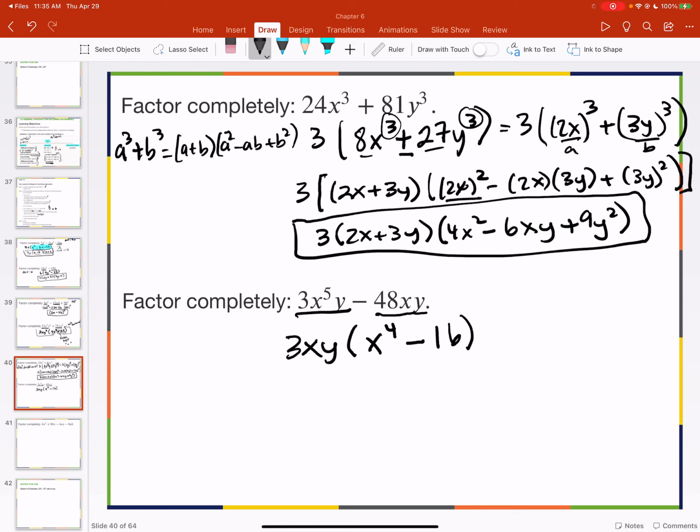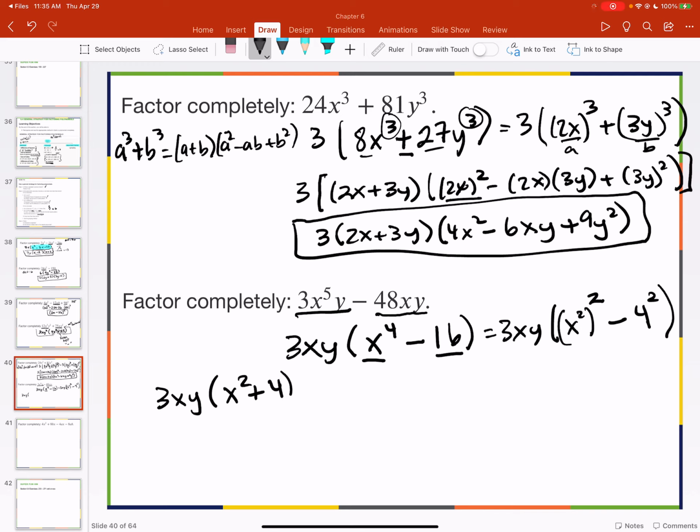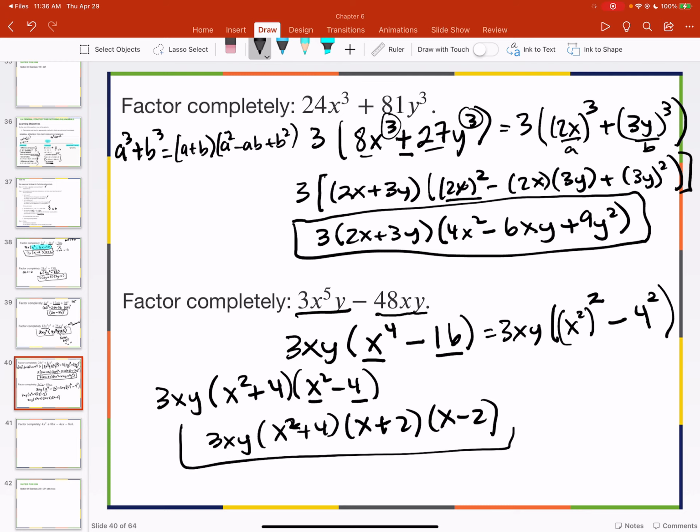Now this is a difference of squares, because we can think of this as 3xy on the outside, x squared squared minus 4 squared. So it's going to be x squared plus 4, x squared minus 4. Am I done? No, this is another difference of squares. So it becomes 3xy on the outside, x squared plus 4, which is not factorable because there's a plus sign, and then x squared minus 4 factors into x plus 2, x minus 2. And that's that one.